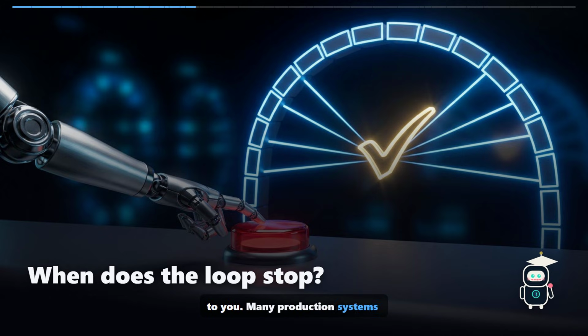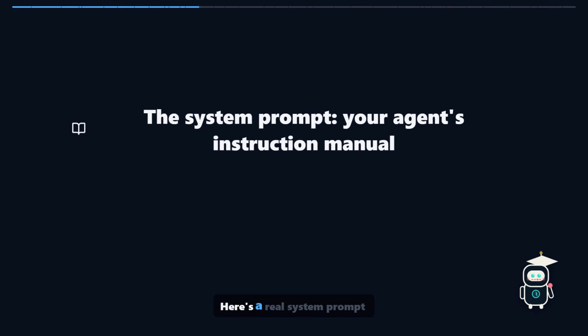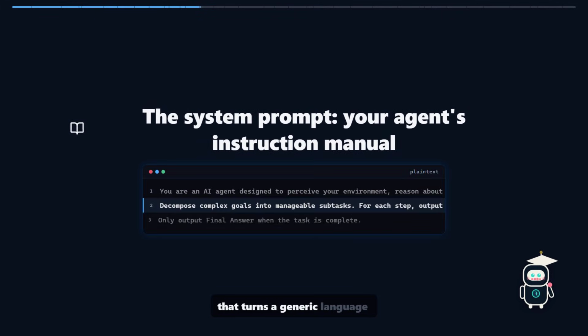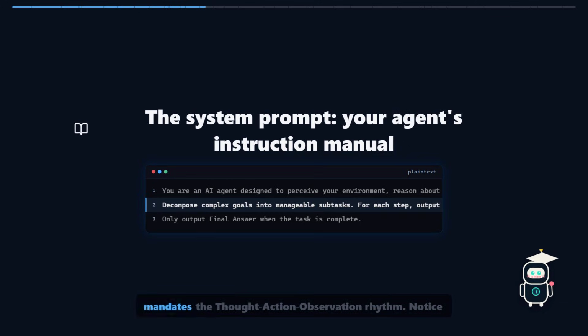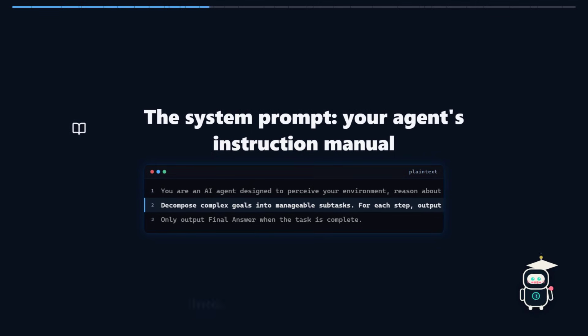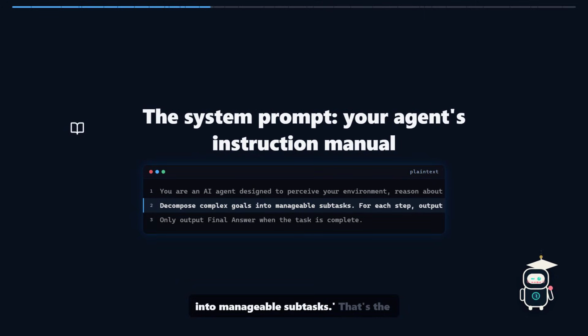Many production systems also add a safety limit, but the core loop relies on the agent's own judgment. Here's a real system prompt that turns a generic language model into a ReAct agent. It defines the agent's role, lists the tools it can use, and, crucially, mandates the thought-action-observation rhythm. Notice the phrase, decompose complex goals into manageable subtasks. That's the blueprint the agent follows on every single step.